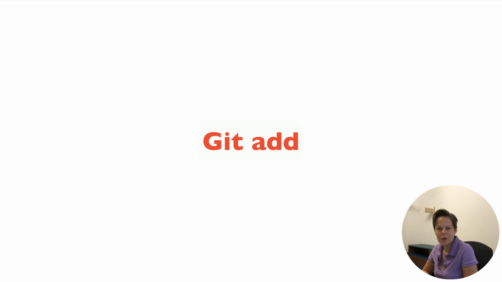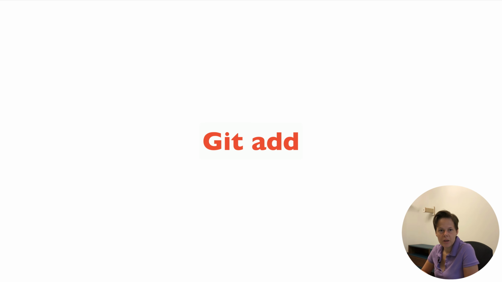Welcome to this video where we want to get to know the git add command. The add command adds file contents to the index. The index holds a snapshot of the content of the working tree, which is the content of the files at the time of the add. This snapshot will be taken as the content of the next commit.